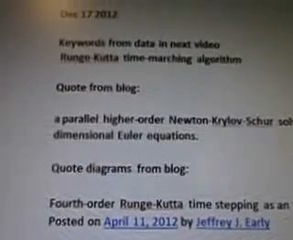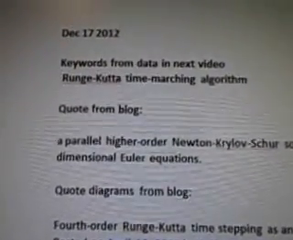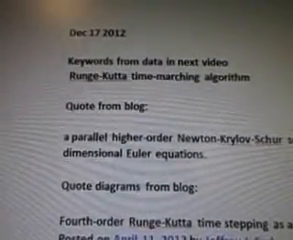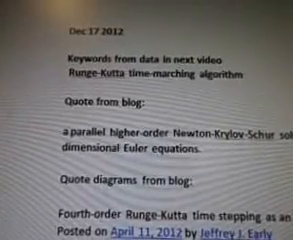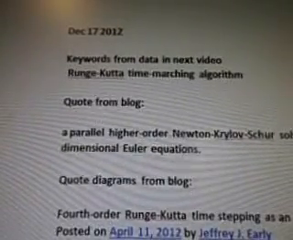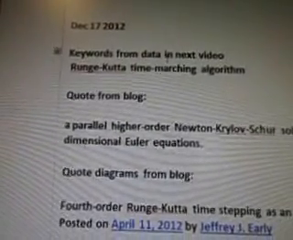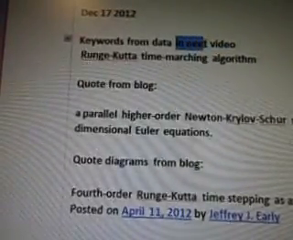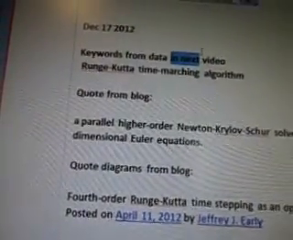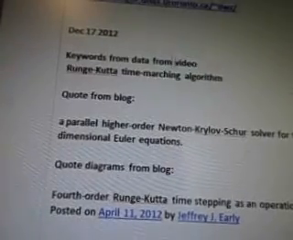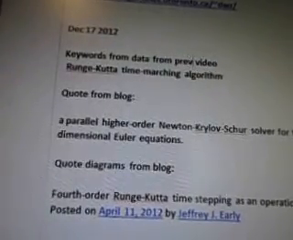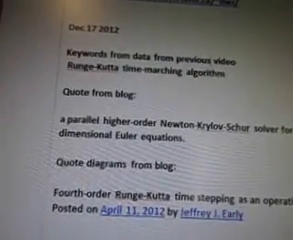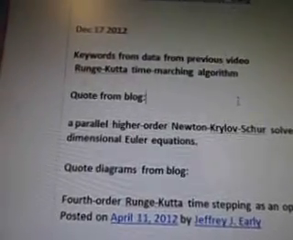December 17th, 2012 is working on this. Today's December 28th. The keywords from the data in the next video: Runge-Kutta time marching algorithm. Actually, it's in this video. Sorry, I usually change the words. I tried to do this quickly, so as you know, I'm trying to get this done before the end of the year, but it's doubtful because there's so much to do.